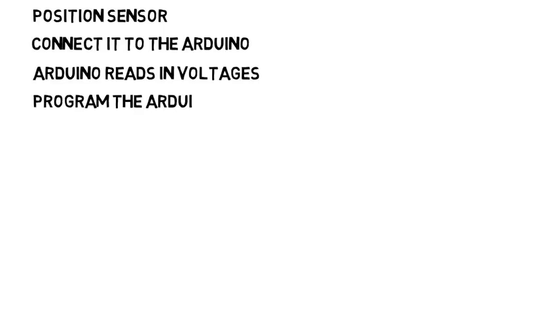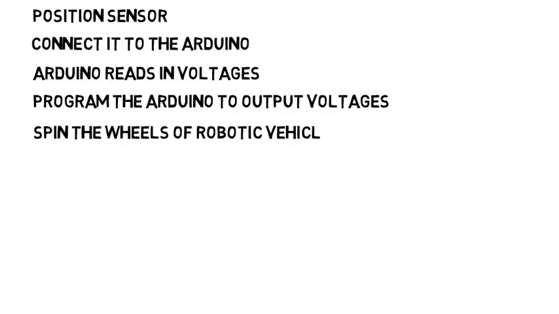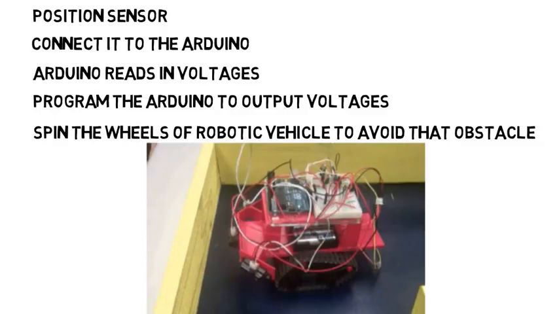So maybe you use a position sensor connected to a circuit and then connect that to the Arduino. The Arduino reads in voltages, which may be higher or lower depending on if an object is close or far, then you program the Arduino to output voltages, which it can do as well, when an object is close, that spin the wheels of a robotic vehicle to avoid that obstacle, and thus you have collision avoidance.